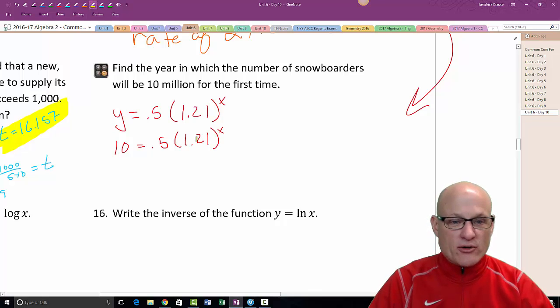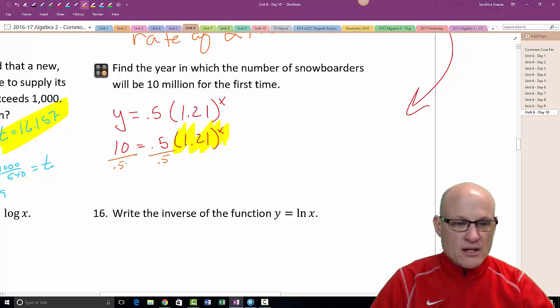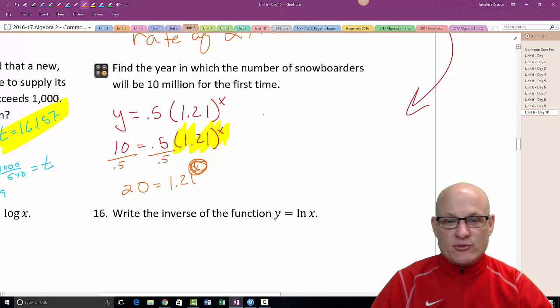Get the weird thing alone. Here's the weird thing again. So we got to get rid of that 0.5. So we'll divide by 0.5. So this gives me 20 is equal to 1.21 to the x. Again, whenever your variable is an x, or your variable is the exponent, you have to use log. So log, here's my base, 1.21 of 20 is equal to x.